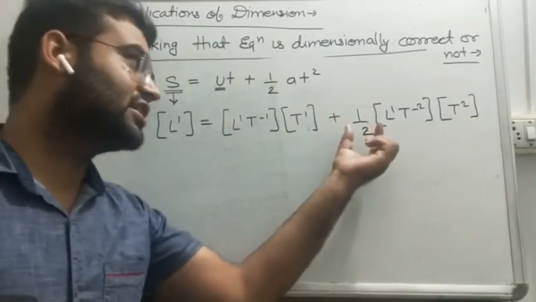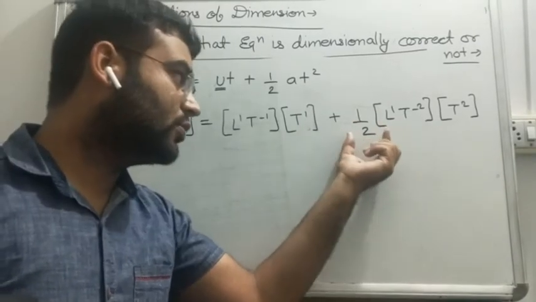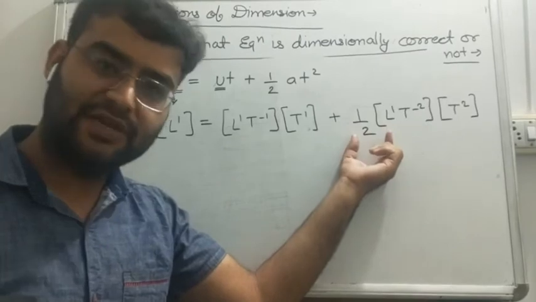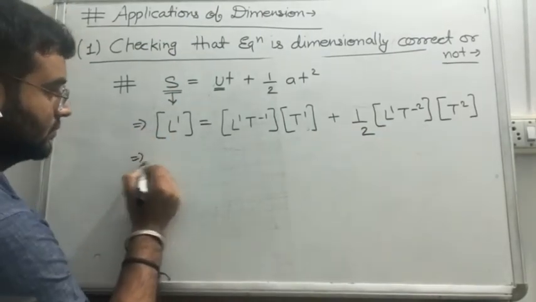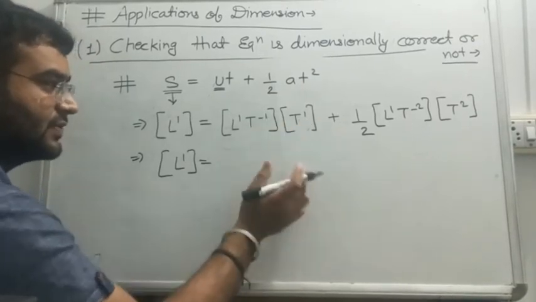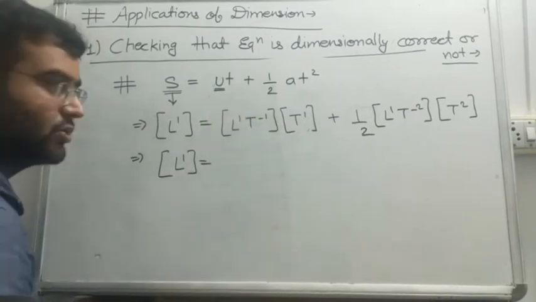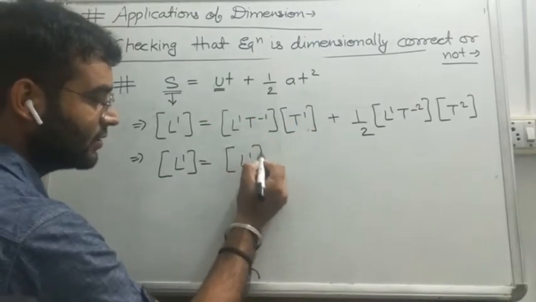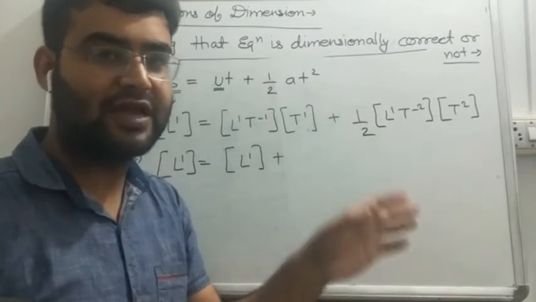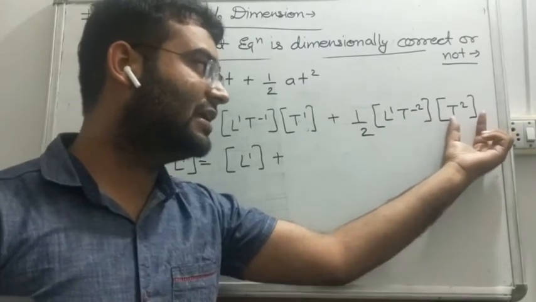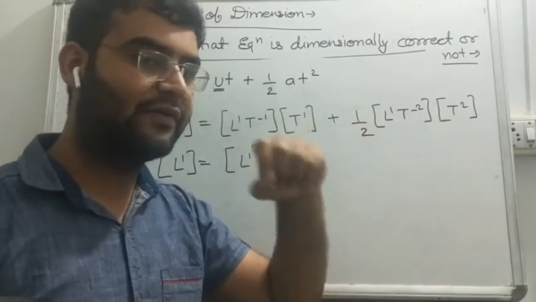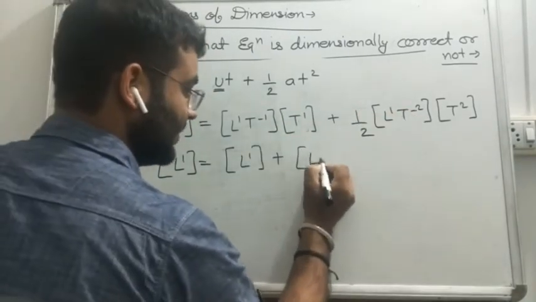One more thing, all the constants, like k, like half, all constants are dimensionless. It can be 5, it can be 4, it can be 19, any number; all numbers are dimensionless quantities. Now L¹ is equal to, when you solve this, T having power plus 1 and T having power minus 1 sum to T having power 0. So we can skip T and write here L¹. Then plus half, having no dimension, half is a dimensionless quantity. Then L¹T⁻² and T² combine, giving T power 0. That means we have here the dimension L¹.